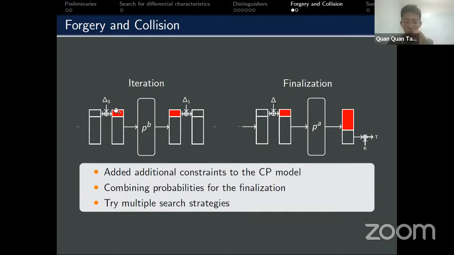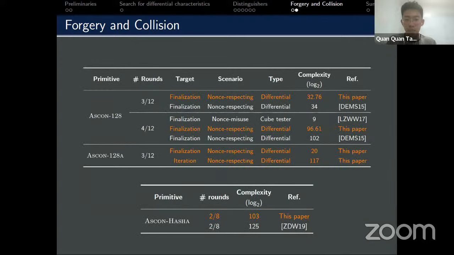Basically, in order to have a forgery, we have to have the differential characteristic start with a difference that's in the first 64 bits and end with an output difference that is in the first 64 bits as well. With that, we also try multiple such strategies, because the strategies have to change based on the conditions available. And these are the results that we have for forgery and collision.